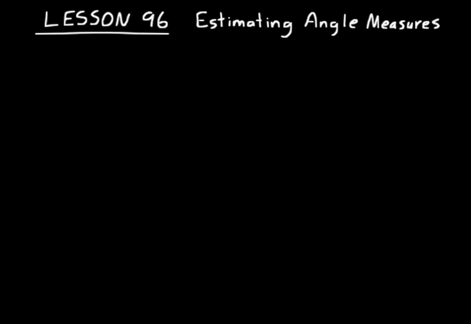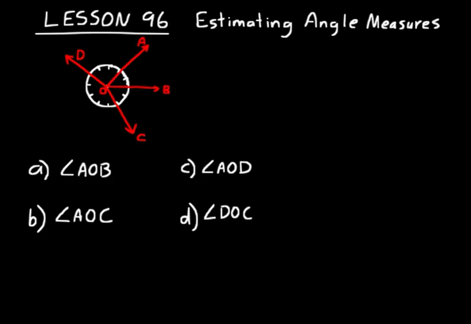Lesson 96 has two parts. The first part is on estimating angle measures, and the second part will be working with the distributive property and using algebraic terms. First, let's talk about estimating using a clock face.